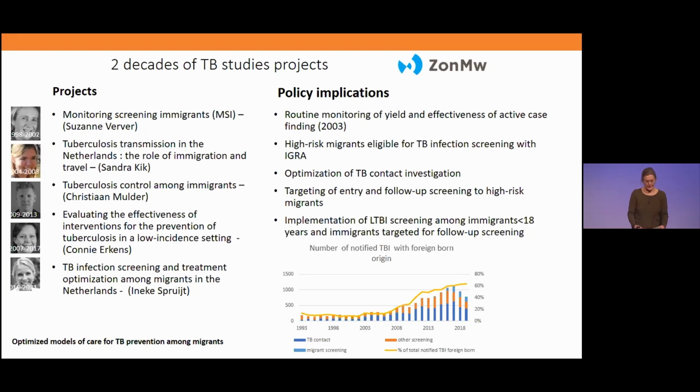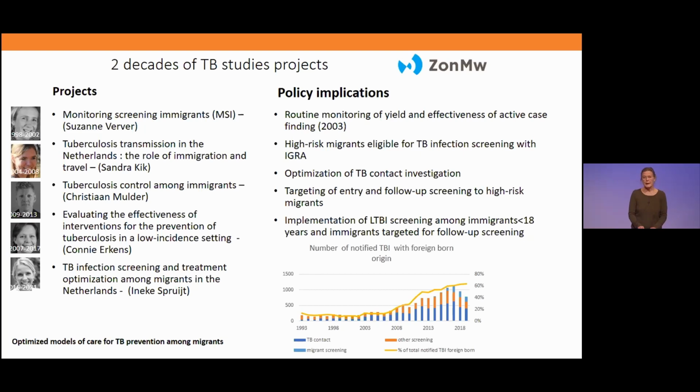you can see on top in the left corner, led to a routine system for monitoring and evaluation of the migrant screening program. And the periodical evaluations that ensued have led to consecutive policy adjustments in the populations of migrants that are actually targeted for TB screening. That means that the number of migrants eligible for screening were reduced tremendously, but still the effectiveness of the screening remained the same.